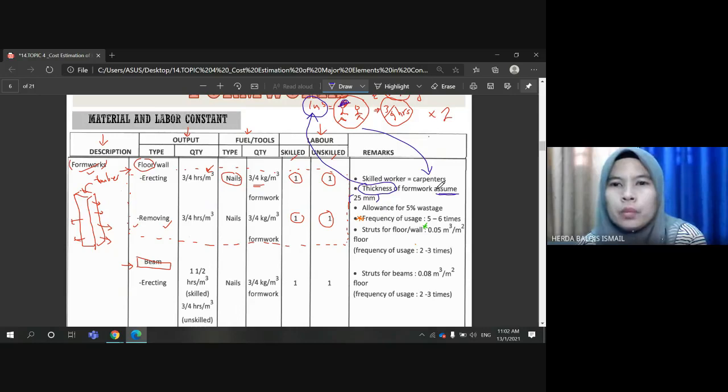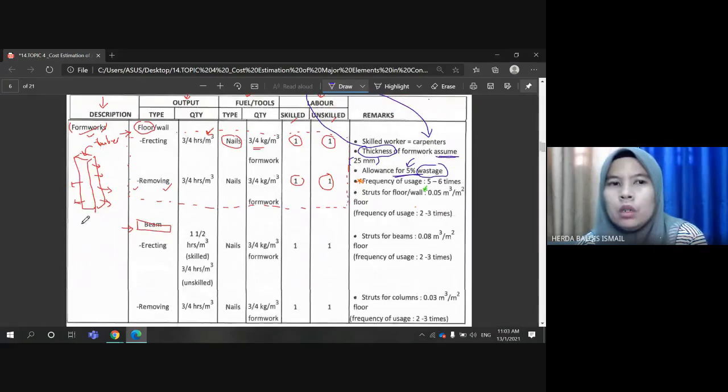Okay. And also this is important, you need to allow the wastage. How many? According to this table it is 5%. Okay. So we know that for formwork, on the construction side, the frequency of usage is more than one time.